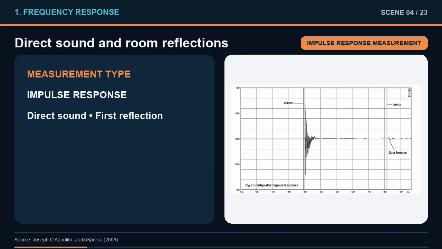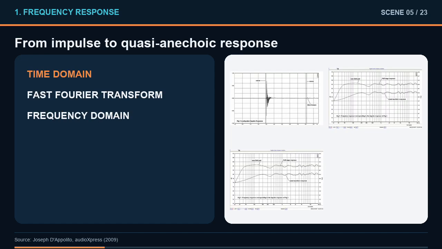impulse response. In this example, the direct sound reaches the microphone at about 3 milliseconds. The first major reflection arrives a little after 8 milliseconds, after bouncing from the floor. By placing a time window between those two events, we keep the loudspeaker's direct response and exclude the later reflection. The selected part of the impulse response is converted from the time domain into the frequency domain with a fast Fourier transform. The result is called a quasi-anechoic response.